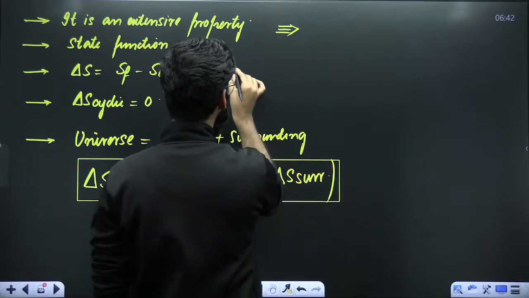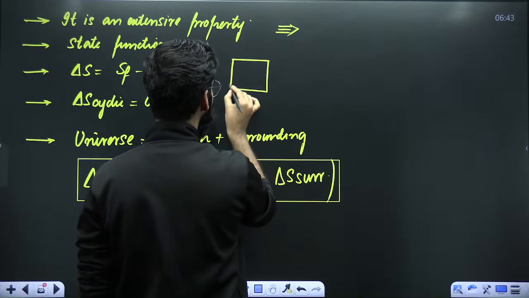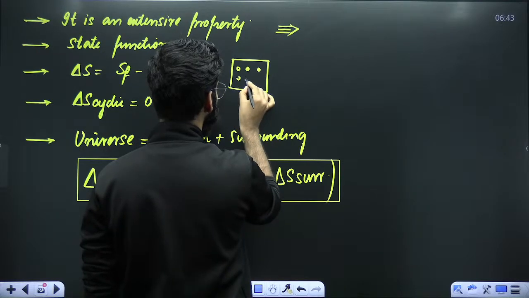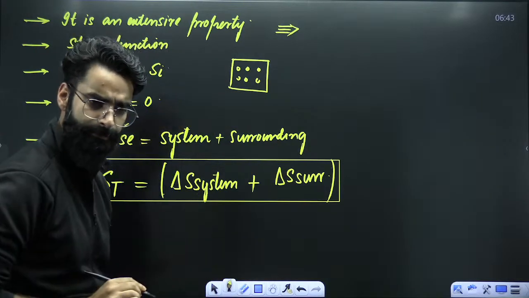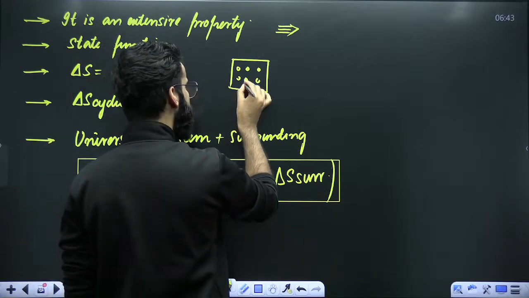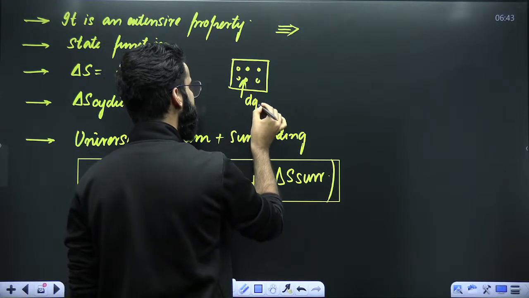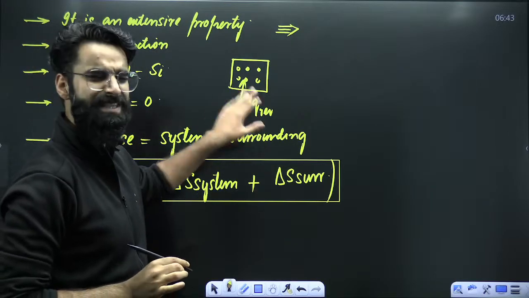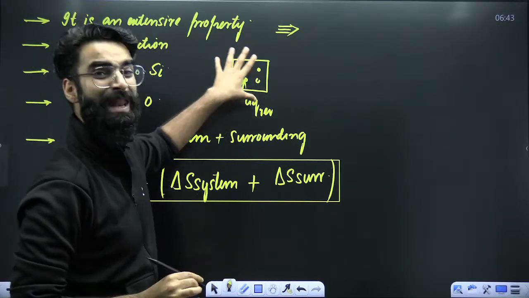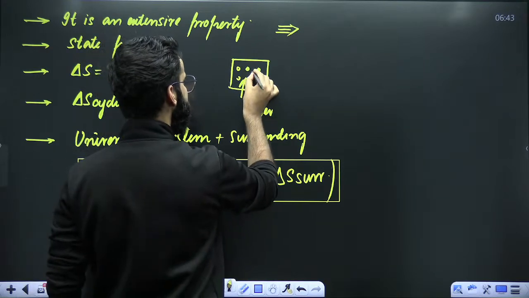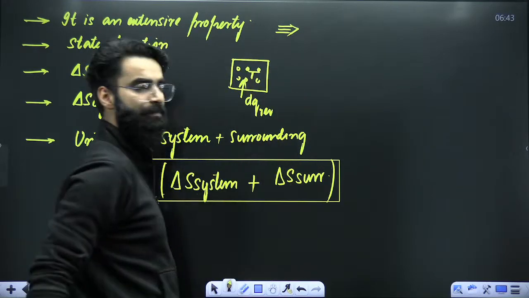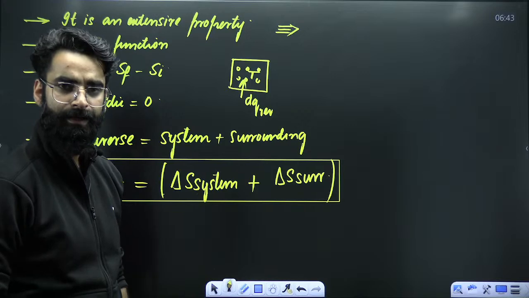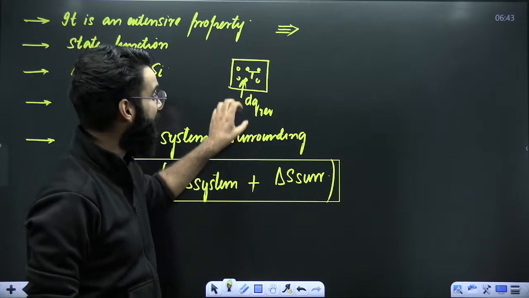For example, imagine that this is the container. It contains the ideal gas, okay? For example, I'm supplying dq amount of heat reversibly to this gas. This dq reversible is, for example, the amount of heat which is supplied to the system when the system is at temperature T. The system is at temperature T, right? This dq reversible I'm supplying to the gas.